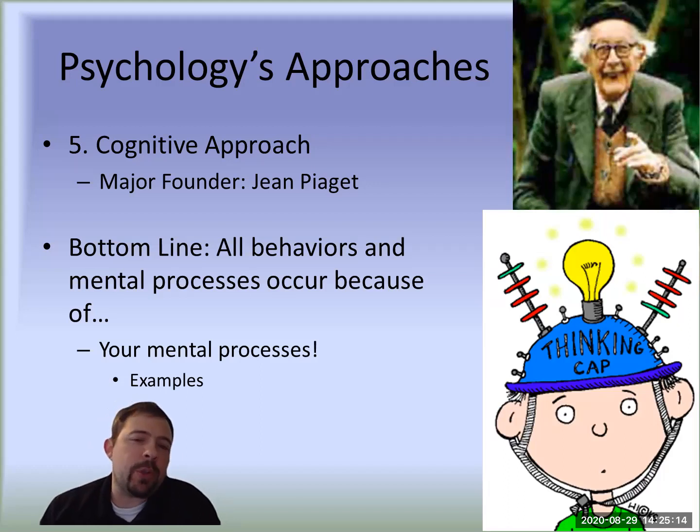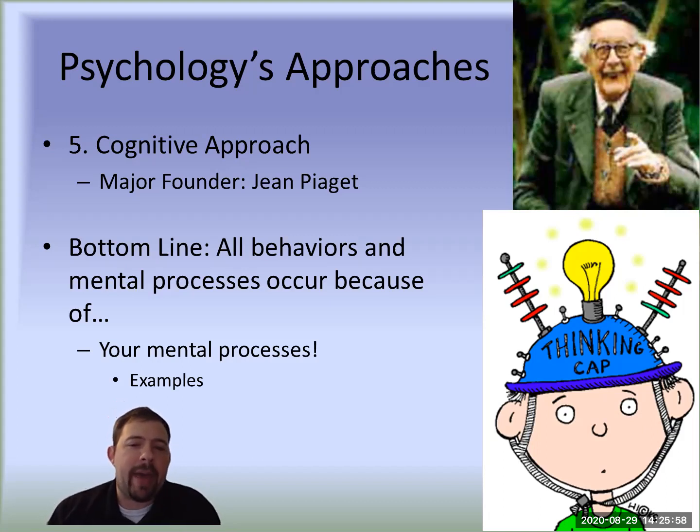This one is usually a little bit easier for our students to grasp, because when we start talking about why you do things, very often you're going to go towards those mental processes that led you to a certain event. And so that cuts straight into our bottom line here. With the cognitive approach, all behaviors and mental processes occur because of your mental processes, the things that are going on in your head. They are internal, they're private. So they can be harder to measure, but yet they're there and they influence what you do and the other things that you think about.